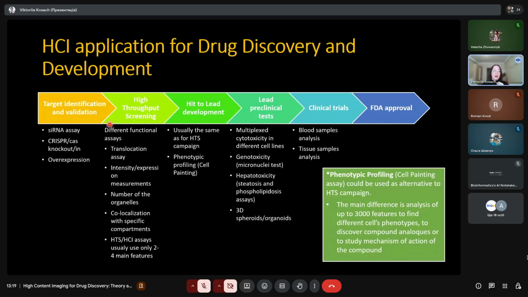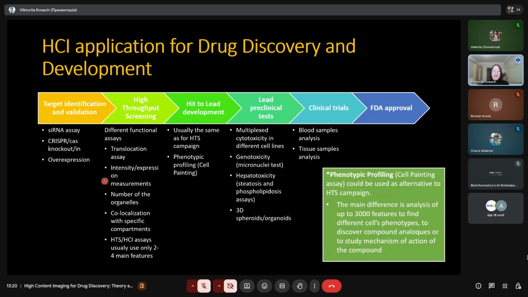At this stage, you will use different functional assays, different microscopy assays. You could just imagine or find in literature for your particular target. For example, it could be translocation assay, when your protein is active in nuclei of the cells, but inactive in cytoplasm. So you could measure this flux or movement of your protein under the treatment with compounds.